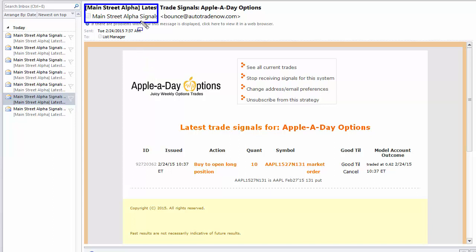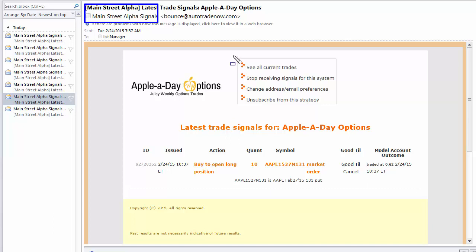The reason that's important is, if you're not getting these signals and you're on a trial, the Apple a Day Options program currently trades pretty actively, usually placing a trade every other day or a few trades a week. So if you're not seeing emails and you're on a trial, something might be wrong. You want to check our knowledge base for how to whitelist a particular email address. In this case, you want to whitelist Main Street Alpha. All right, so let's get started on how to interpret what's going on here.